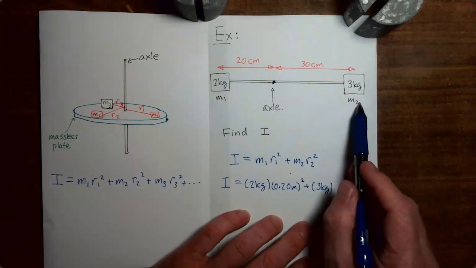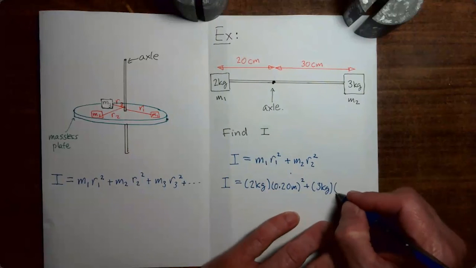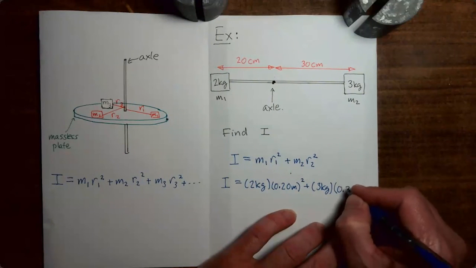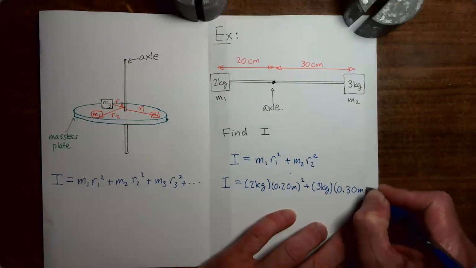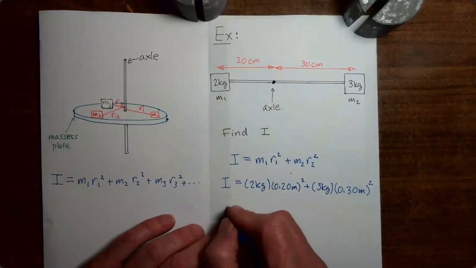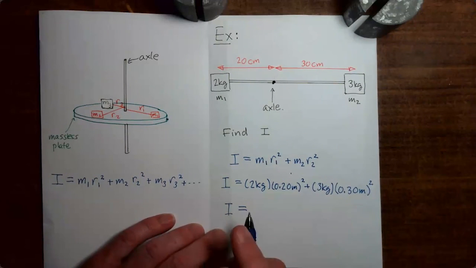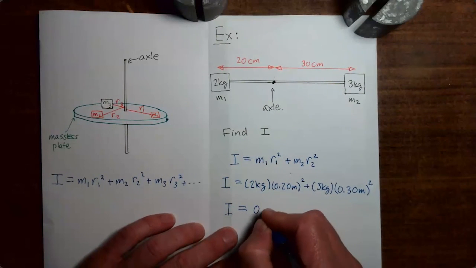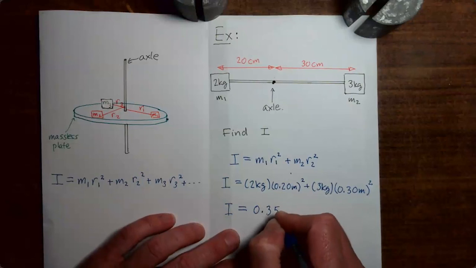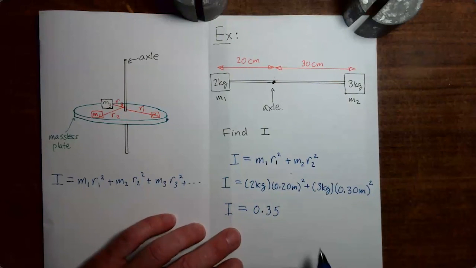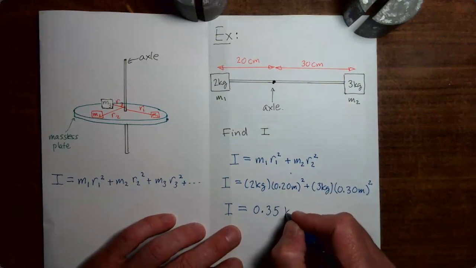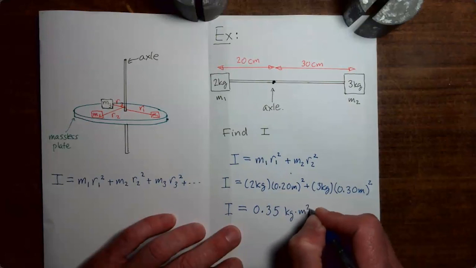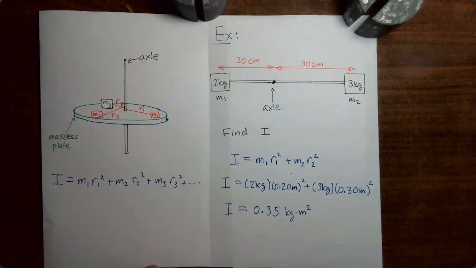The distance of mass 2 from the axle is 30 centimeters. So I'm going to convert that to meters as well. 0.30 meters squared. Then just stick everything into your calculator. I think you'll get 0.35 as the numerical value, and then the unit is just what it looks like, kilograms times meters squared. And now you have seen the formula for moment of inertia, and we have used it in this simple example problem.